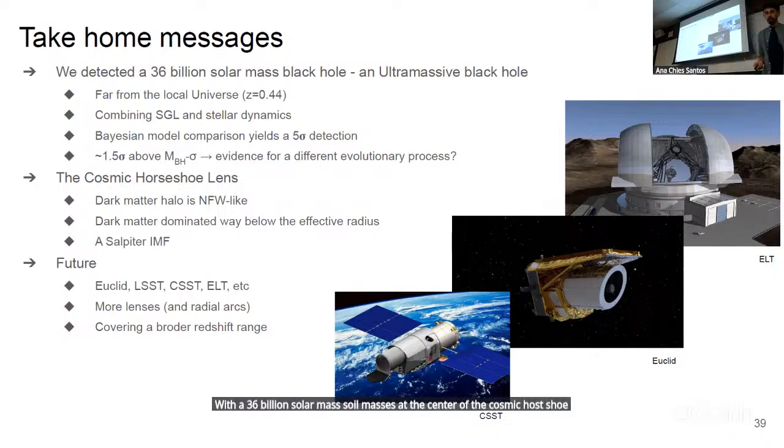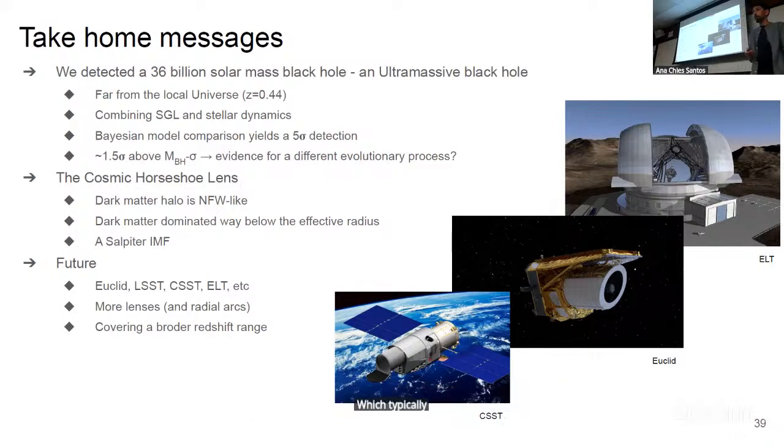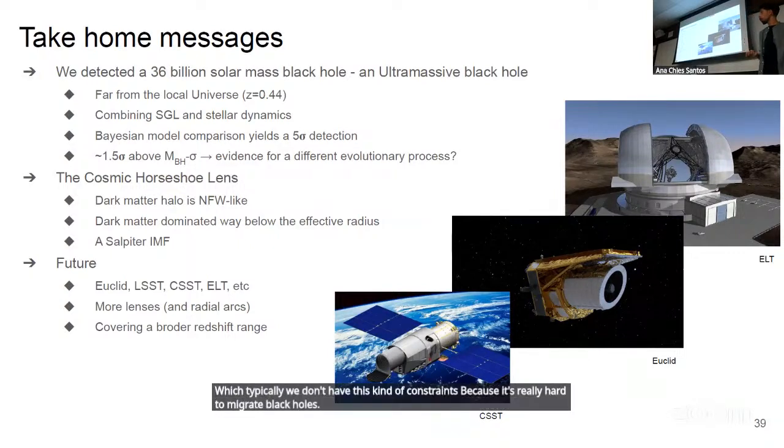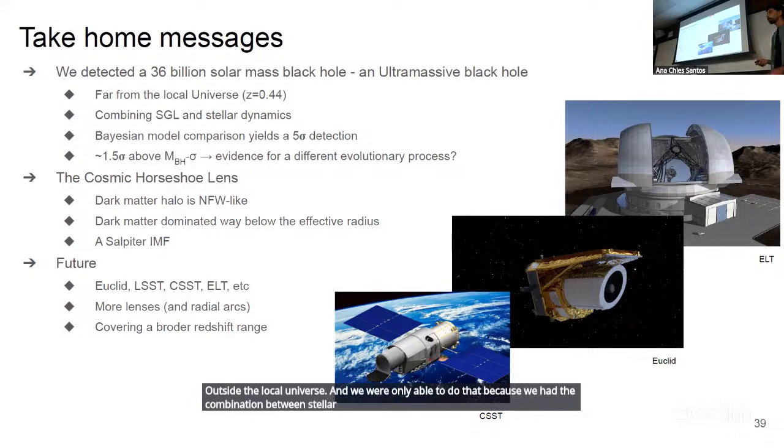We did this for a galaxy far from the local universe. The Horseshoe is at redshift 0.44, which typically we don't have this kind of constraints because it's really hard to measure black holes outside the local universe. And we were only able to do that because we had the combination between stellar dynamics and gravitational lensing.